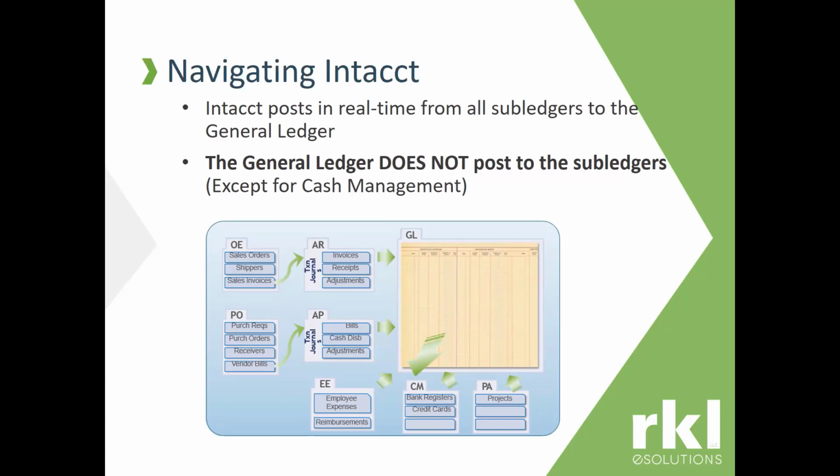Navigating Intacct, an important thing to note is that everything flows into the general ledger from your subledgers. The only exception to that is cash. If you enter a general ledger journal, the cash will post back out to the cash management module and it will appear in your bank reconciliation.